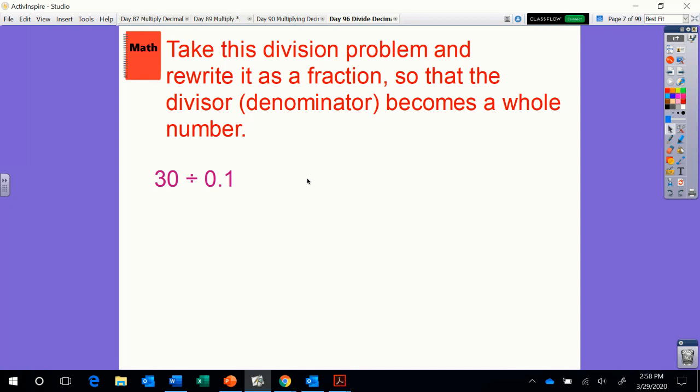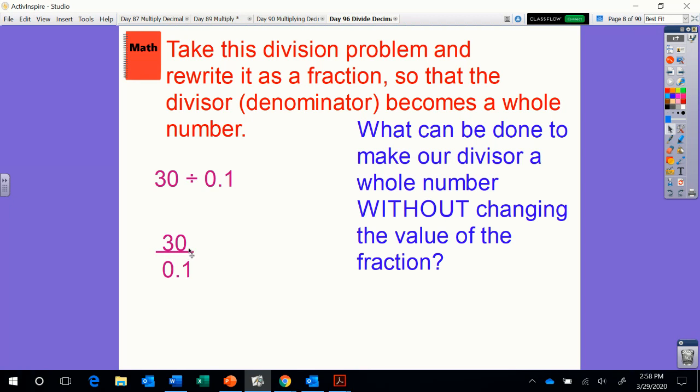So if we wanted to write this, 30 divided by 1/10. Now we need to ask ourselves, what can be done to make our divisor a whole number without changing the value? Think about what you know about equivalent fractions. What do you have to do to get rid of this decimal to make it a whole number, but still keep the value of the fraction the same? Hopefully you were thinking multiply the numerator by 10 and multiply the denominator by 10. Whatever you do to the top, you have to do to the bottom.